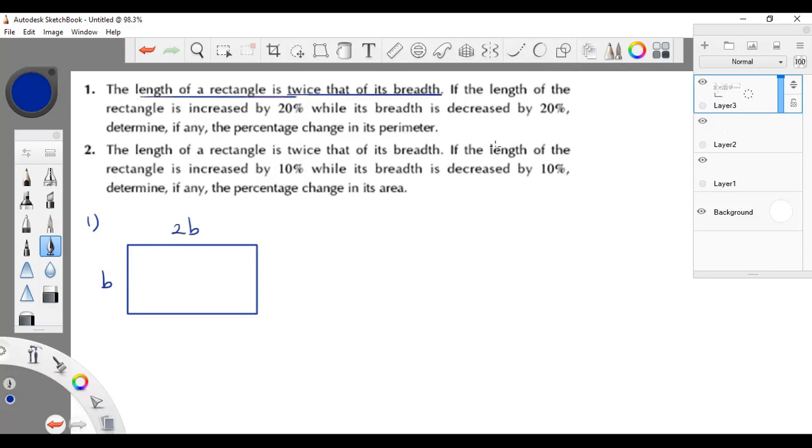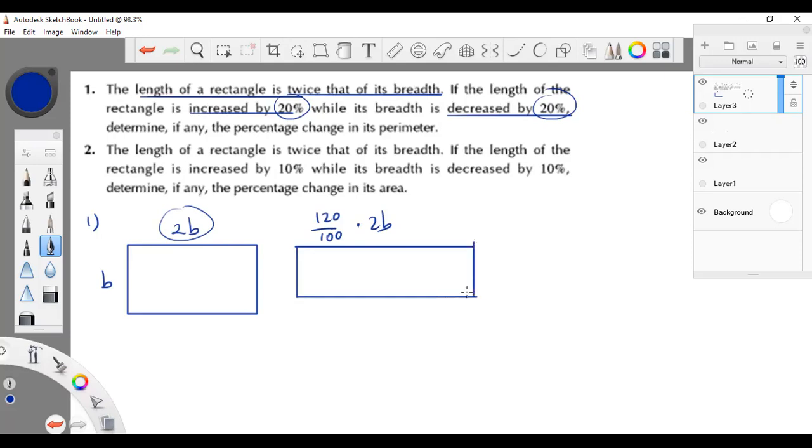The length is double. So if the length of the rectangle is increased by 20%, the length here increased by 20%, so it has to be 120 over 100 times 2b for the new increment. And the breadth is decreased by 20%, so it becomes 80%, right? Because if it is increased, you add to 100. If it is decreased, 100 minus. So it will be smaller than this. You multiply by 2b here, but the breadth is 80% of b.